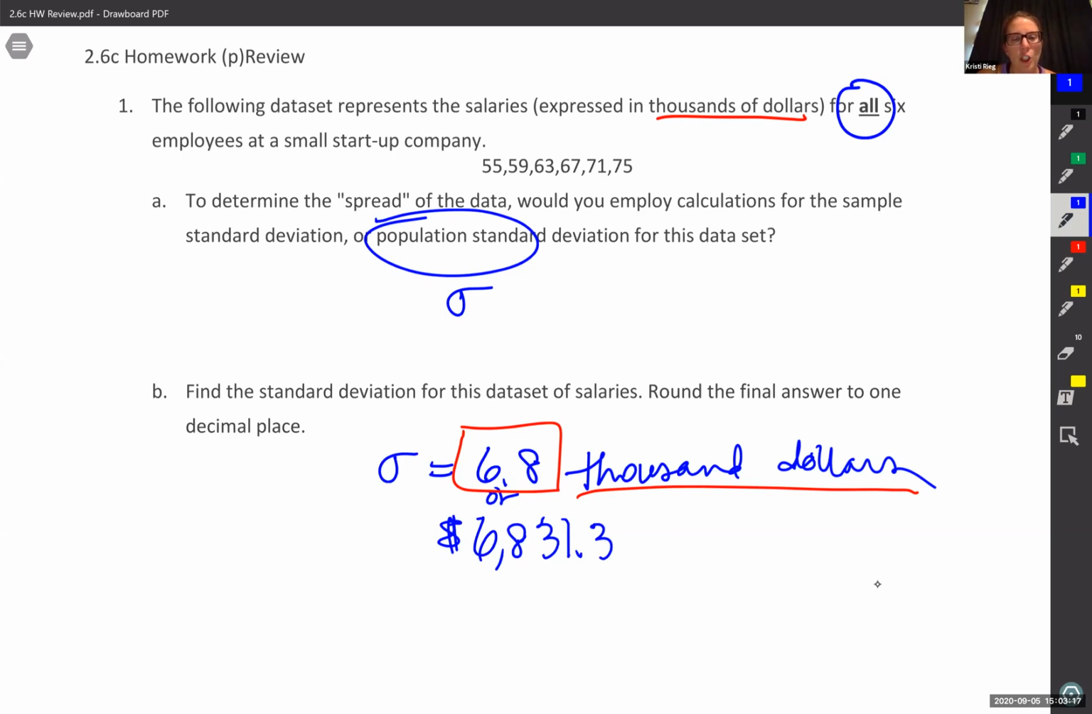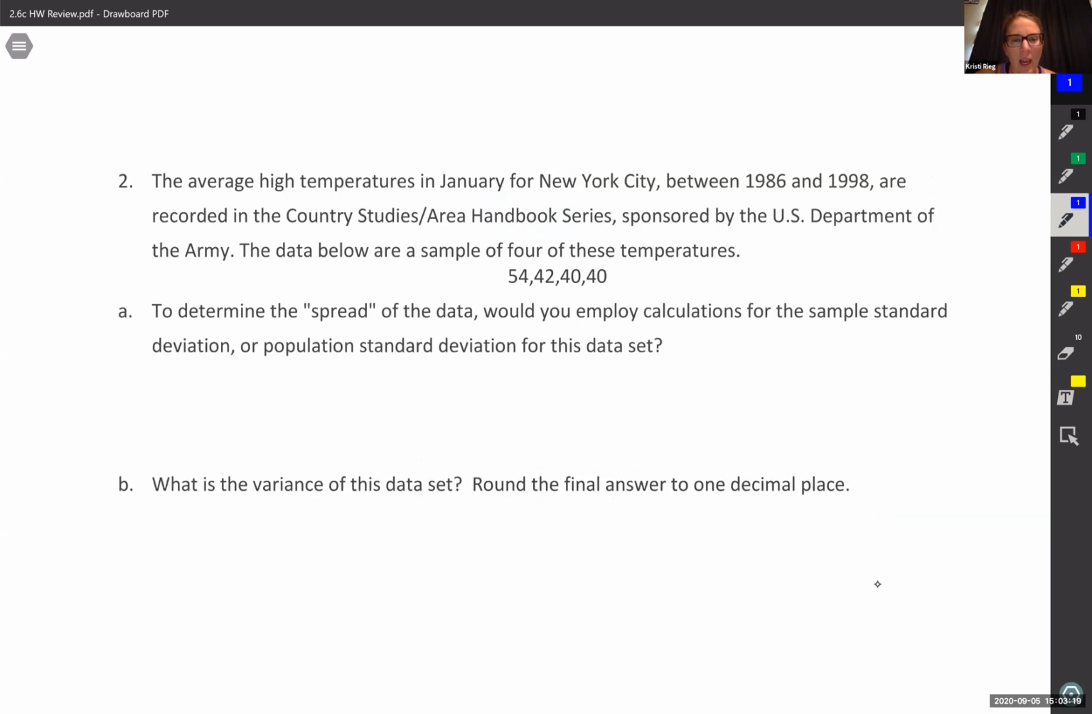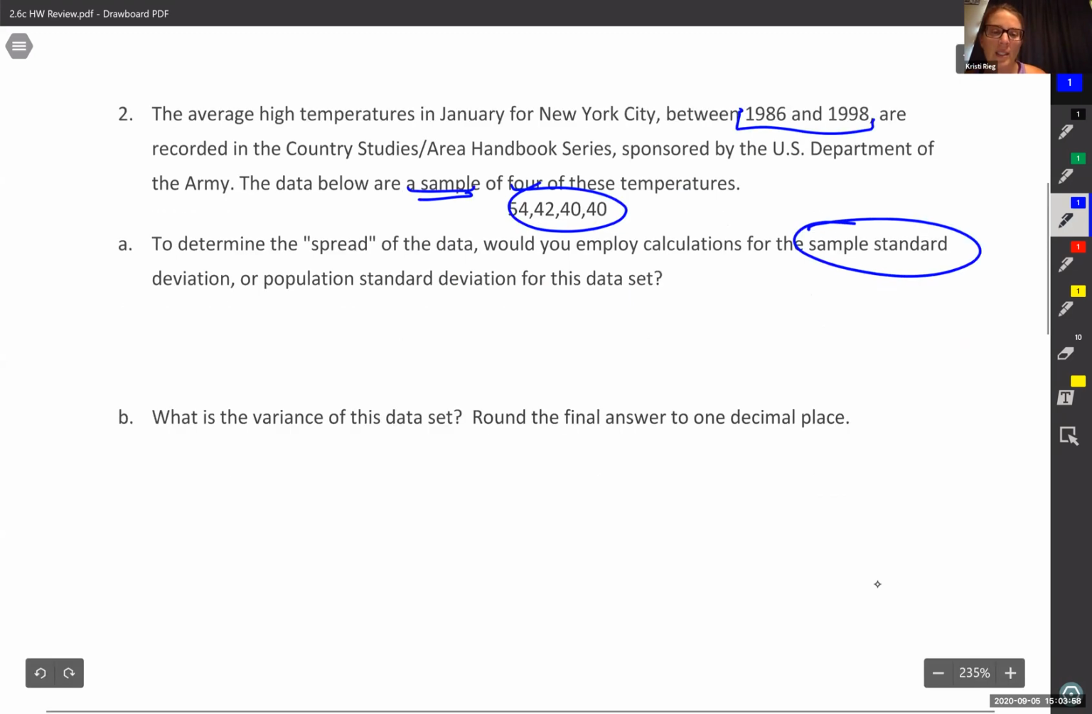Okay, part 2. Here we have the average high temperatures in January for all of these years right here. And they gave us 4. That's a sample. If you didn't know that was a sample, look at this word right here. It tells us it's a sample. But what I'm saying is from 86 to 98, we have 86, 87, 88, 89, 90, plus 8, what is that, like 13 years? And it only gave us 4. So that's definitely not all 13. So this is definitely going to be sample, because it says it's a sample and it gave us a sample. And therefore, sample is S.